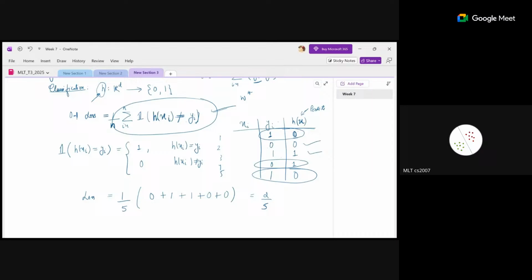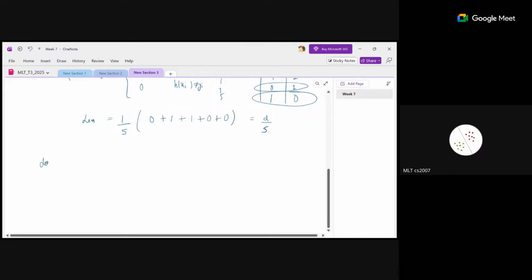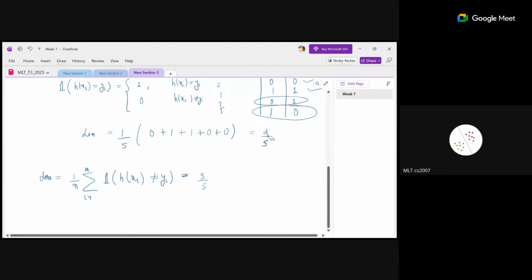So the way we define the loss, let me write it here. It is 1 upon n, sum over i, of indicator of h of xi not equal to yi, right? Because we want to see where it is not equal, like how many points we are misclassifying basically. So that is the loss. So now it is going to be 3 by 5. Okay, this is wrong.